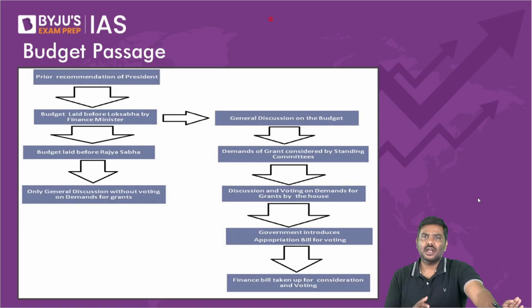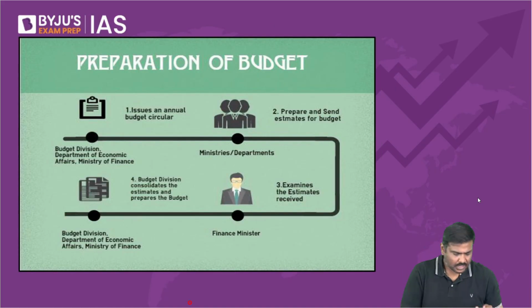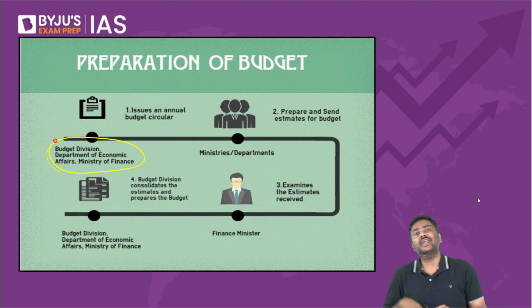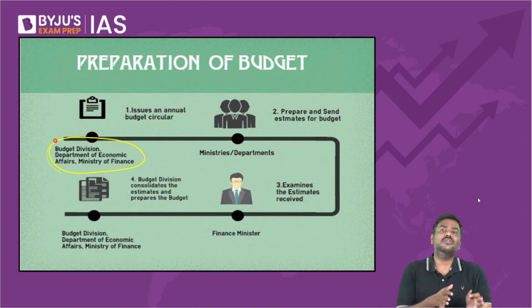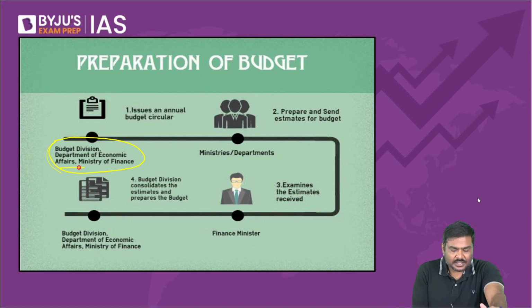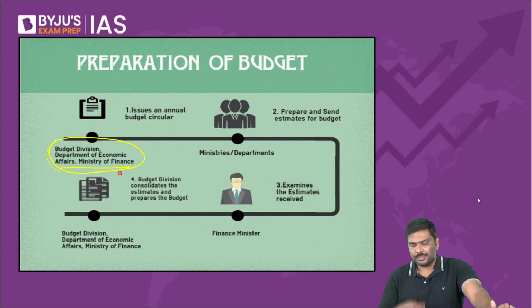And yesterday we have seen how the budget is prepared actually. Please remember the name of the division. Remember this, the budget division which functions under Department of Economic Affairs, and Department of Economic Affairs functions under Ministry of Finance. So it is this budget division which will prepare the budget documents, and once the budget documents are ready, these are signed by the finance minister, then these are introduced in the parliament.